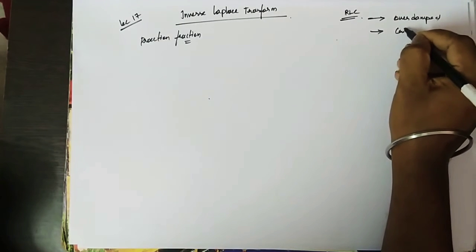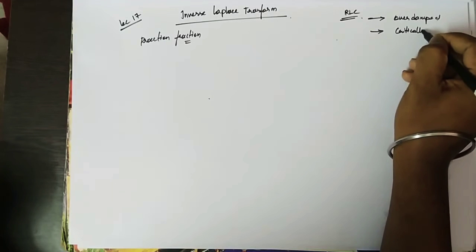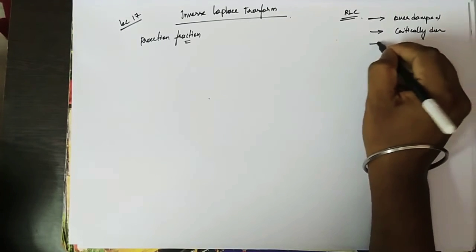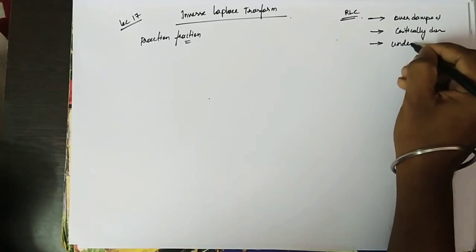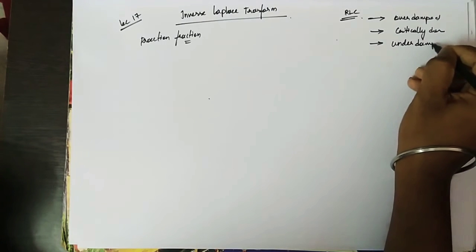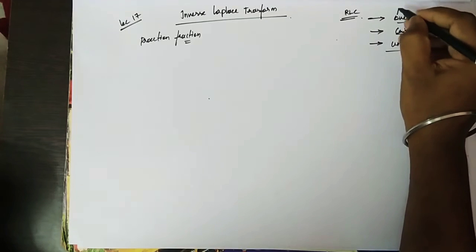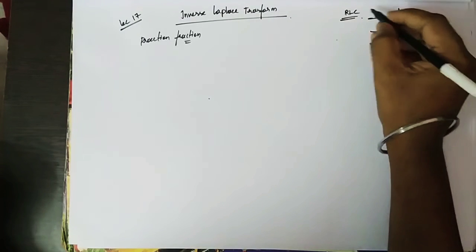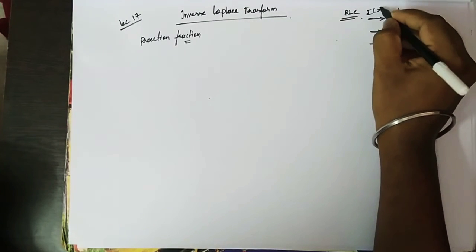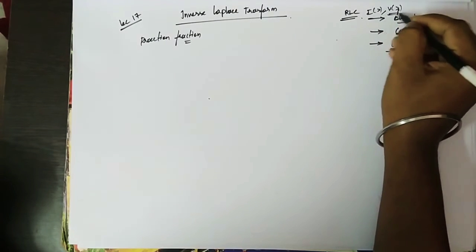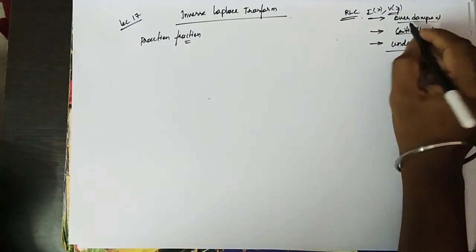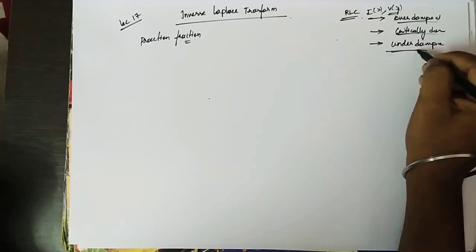critically damped, and underdamped. So how do you get overdamped, critically damped, underdamped? Based on the roots of the characteristic equation, that is I of s or V of s. So based on the roots, we get overdamped, critically damped, underdamped.